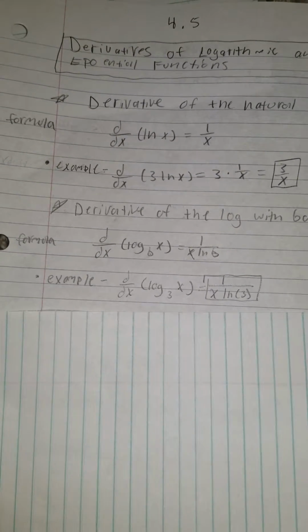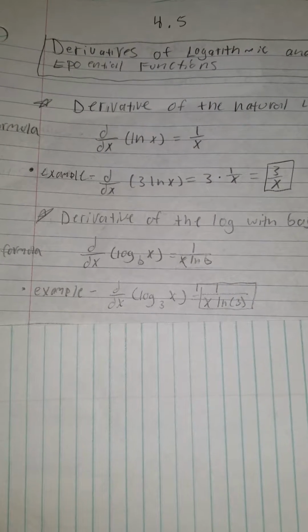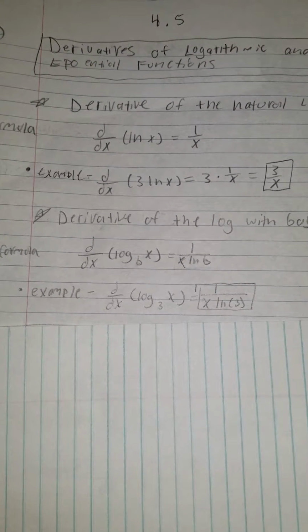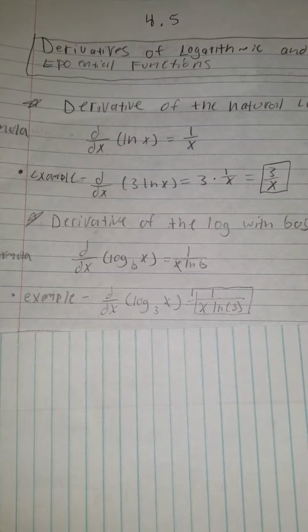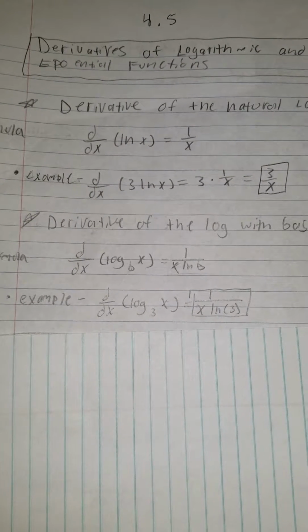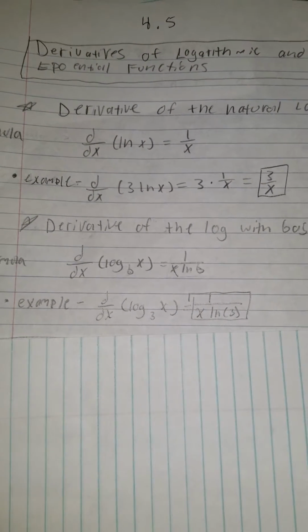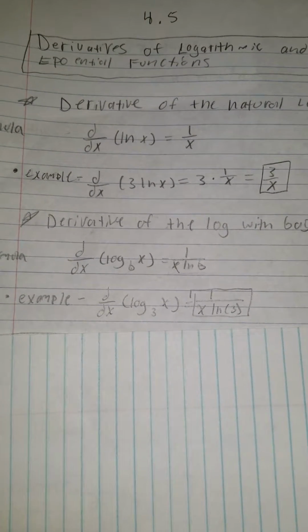To show you an example, we are given d over dx log base 3 of x. Now to find the derivative of that, we take the whole function and put 1 over x ln and the base, which is 3. So our answer should be 1 over x ln of 3.